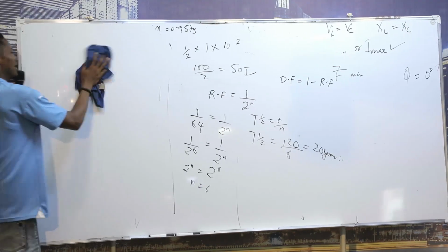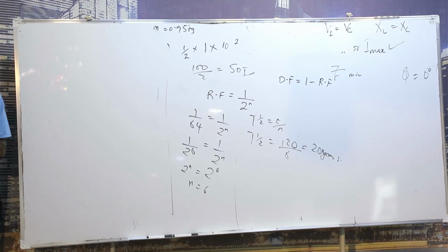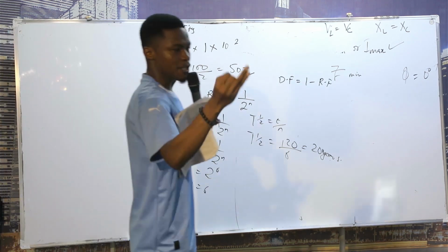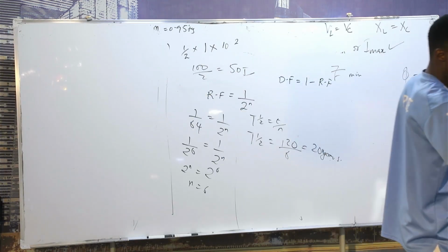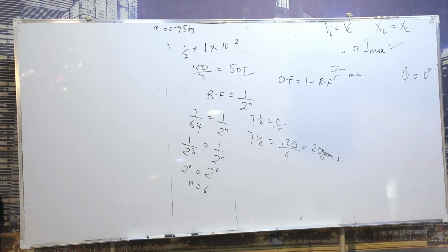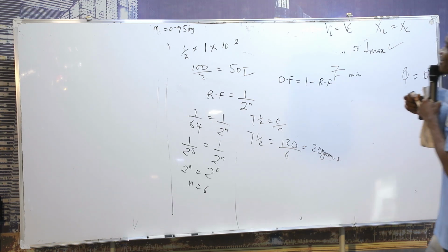Now, how many ways can you create charges? You can create charges by contact, which is friction. The second one is by induction. The third one is by what? You don't know? By the prime method.